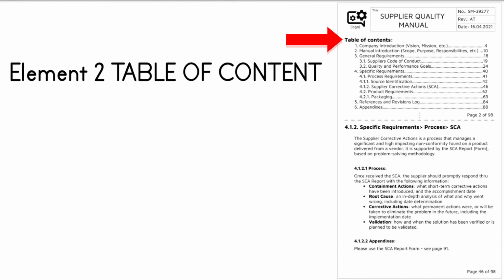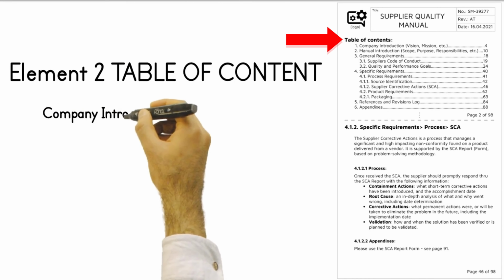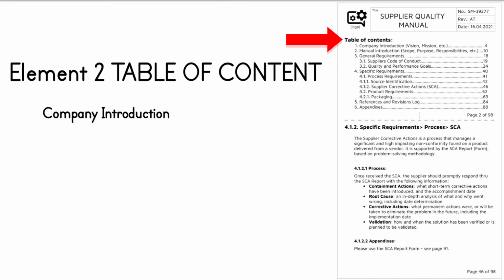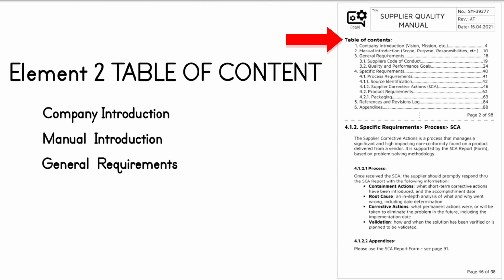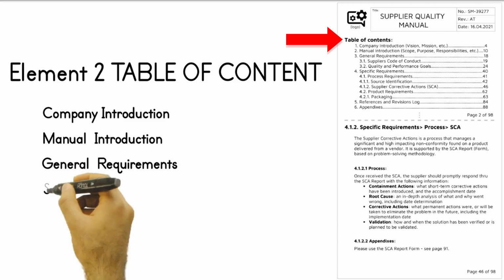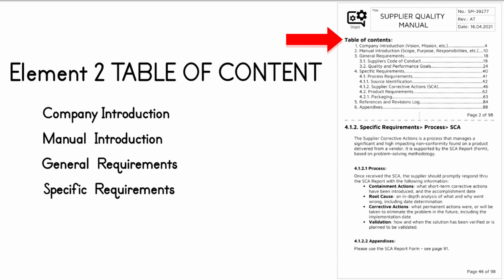Next comes the table of contents, a quick reference map for the entire manual. It allows suppliers to jump directly to relevant sections like company introduction, including vision, mission, etc., manual introduction, including scope, purpose, responsibilities, etc. General requirements, like supplier's code of conduct, or quality and performance goals. Specific requirements, like source identification, supplier corrective action process, packaging requirements, and similar, references and appendixes. Clear navigation helps prevent misunderstandings and saves valuable time.